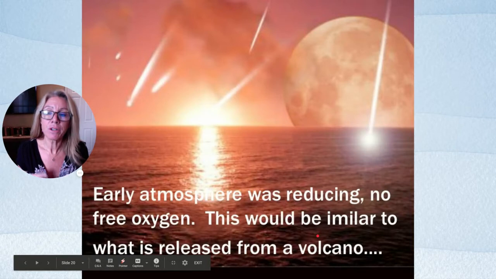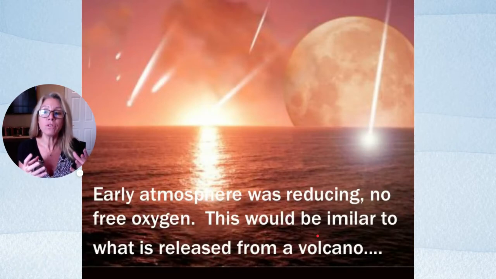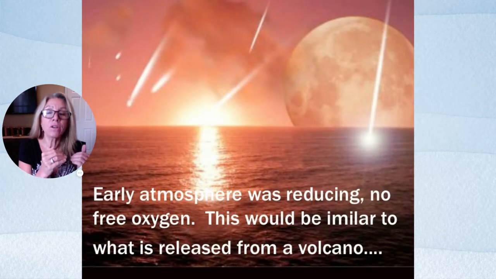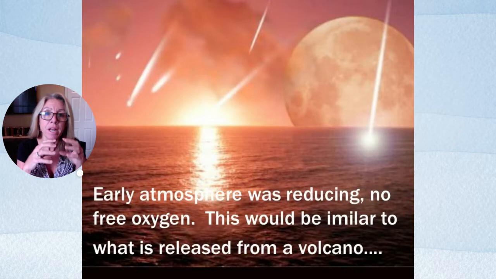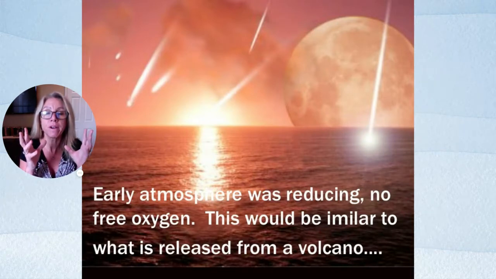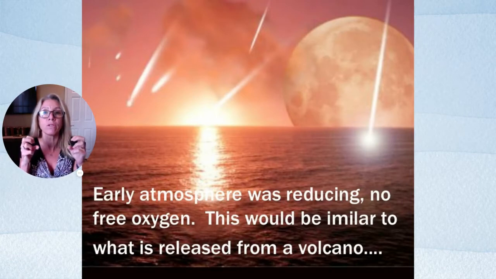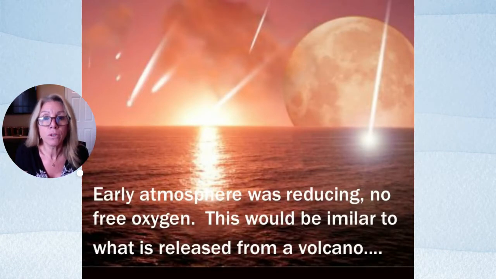This would have been considered a reducing environment, and a reducing environment is very conducive to building, for molecules joining together. Today, currently, we have an oxidizing environment. Things tend to break down in our environment because oxygen is so electronegative and pulls away those electrons. So now we have an oxidizing environment, but early Earth was a reducing environment.